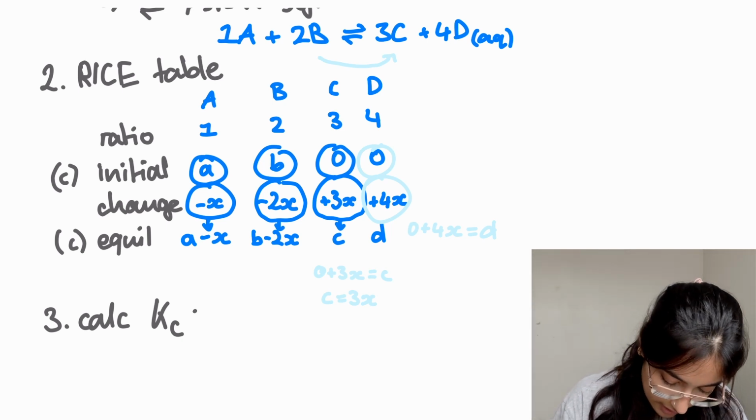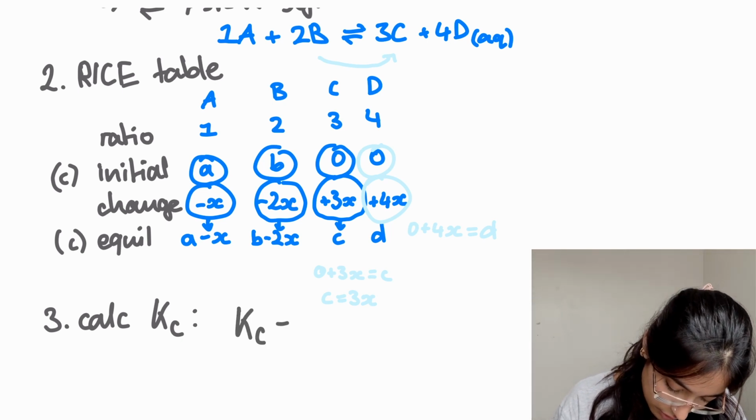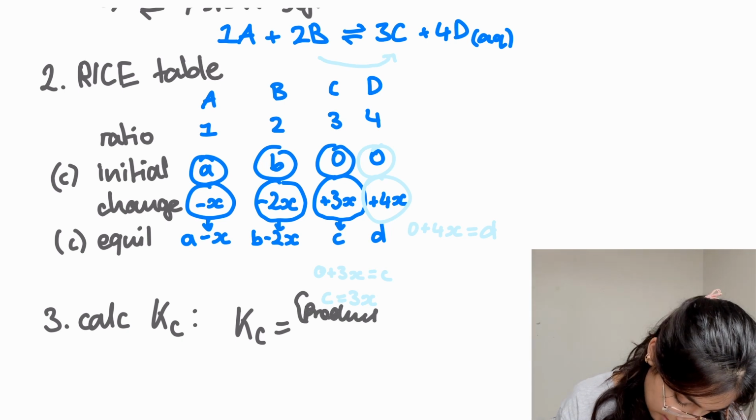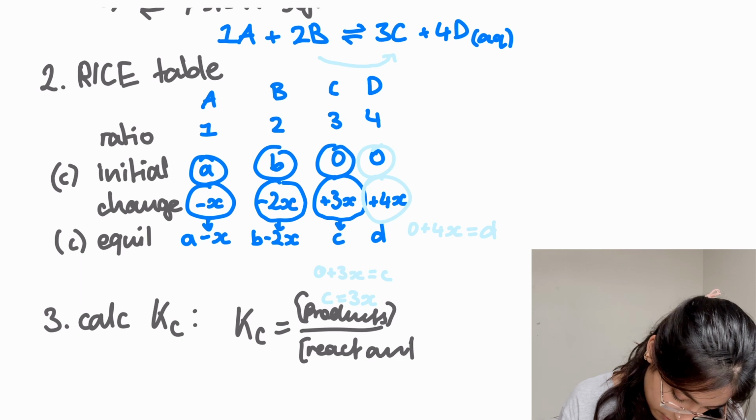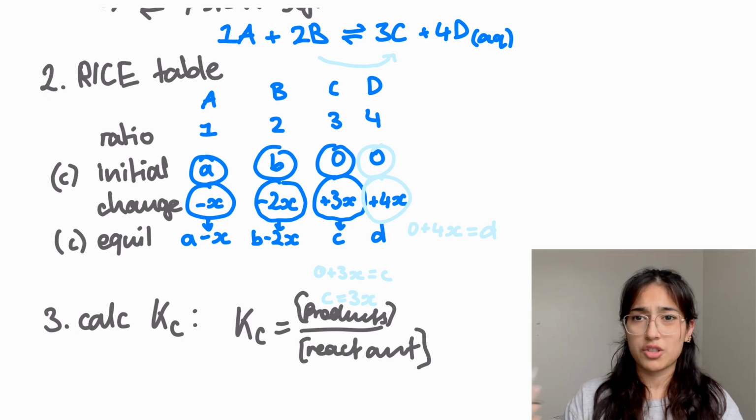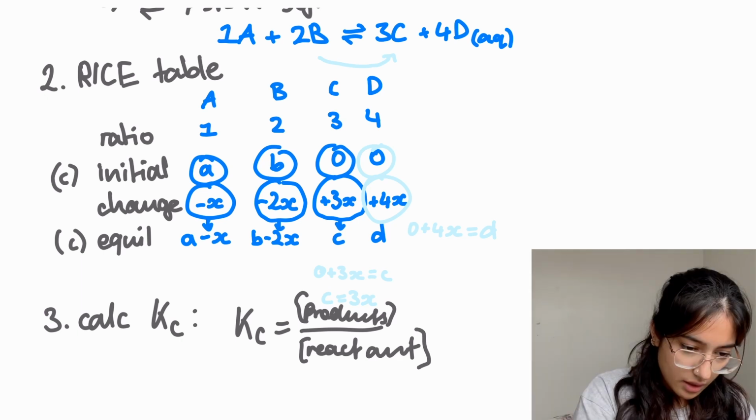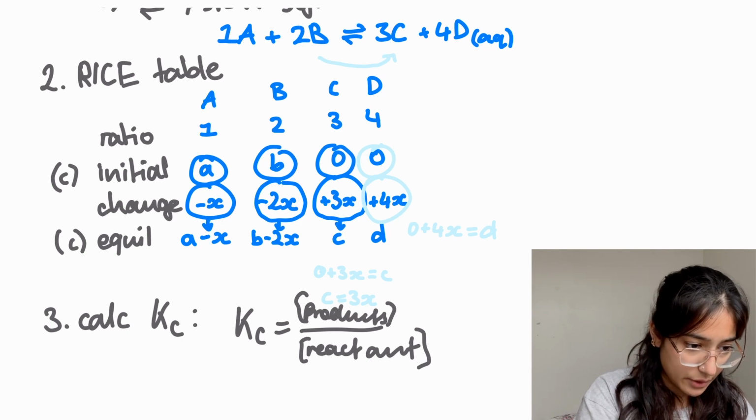So then calculate Kc, and then for that you obviously just use your usual formula, which is products over reactants. And that is pretty much it. Then make sure to give whatever information they've asked for with the correct units, double check your work, etc. Okay, let's do a practice question.